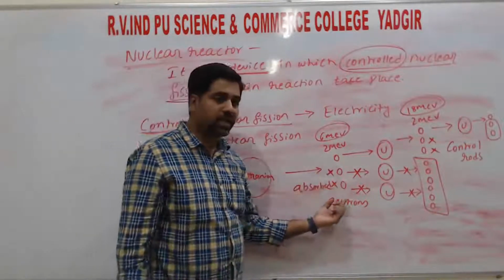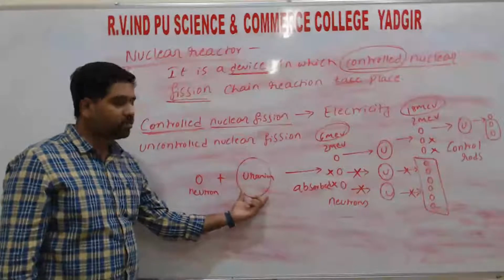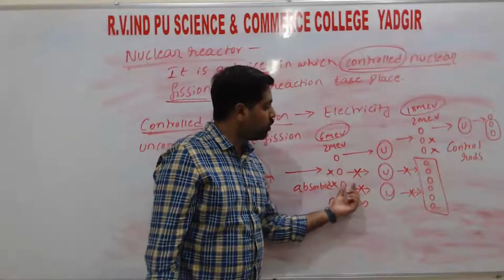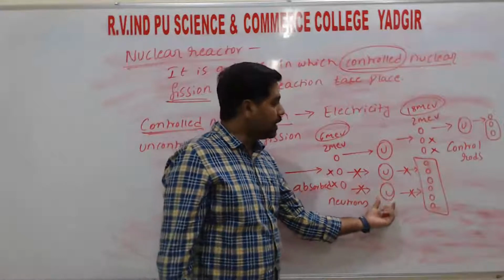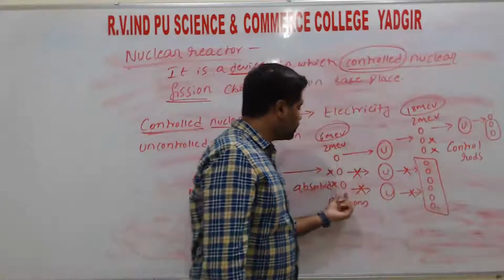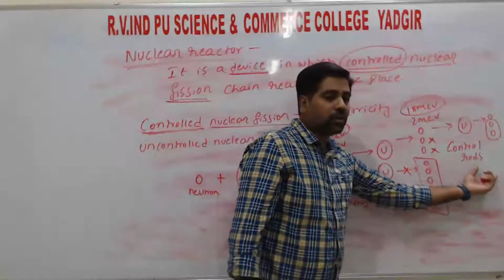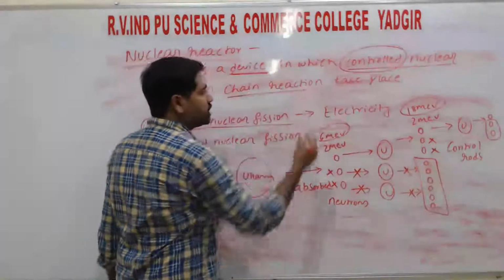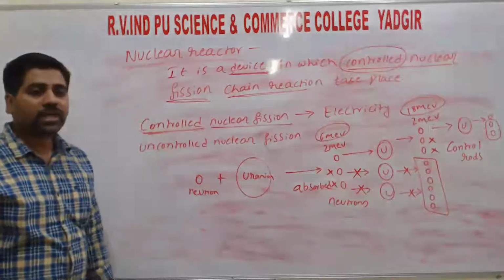So this one is the chain reaction. When 1 neutron bombards the uranium, we are getting 3 neutrons. These 3 neutrons bombard the uranium, and again we are getting 9 neutrons. That means the number of neutrons goes on increasing. That one is the chain reaction.